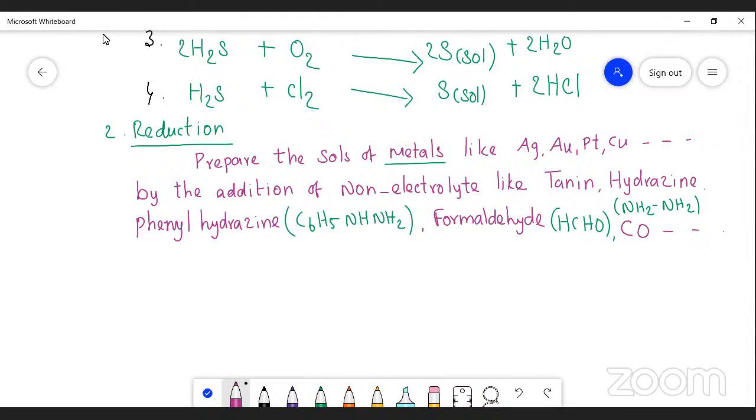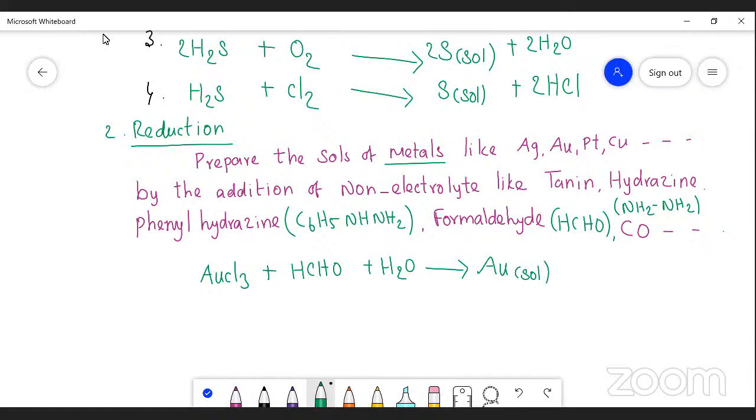Now we are preparing a gold salt. Listen, in this we are taking auric chloride, AuCl3. Auric chloride is treated with formaldehyde. Formaldehyde is a non-electrolyte we are using for the reduction process, HCHO in aqueous solution, so we are adding water. When auric chloride is treated with formaldehyde and water, we get the gold salt, Au.